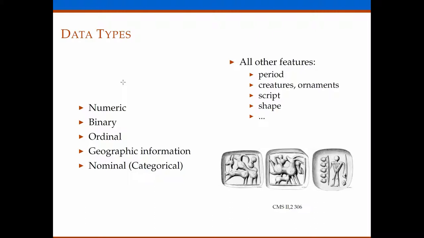Then also for the script, I have the definition of the characters as nominal values, and also for the shape of the seal, so whether it's a prism or an amygdaloid or a lentoid, and so on.